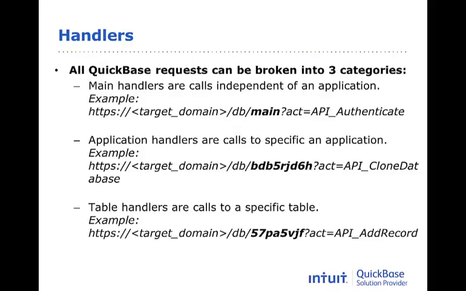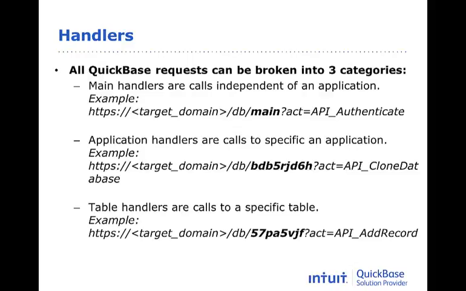In this section, we will review a few elements that are required for QuickBase API calls. All QuickBase requests can be divided into three endpoint categories or handlers: main, application, and table. The main endpoints are API calls independent of a specific application. API Authenticate is an example of a main handler call.